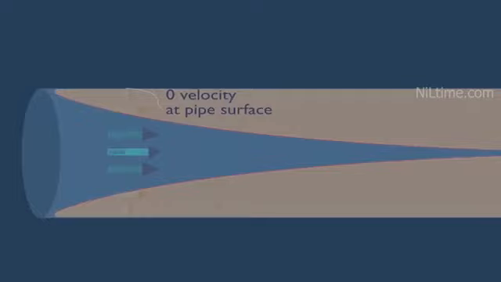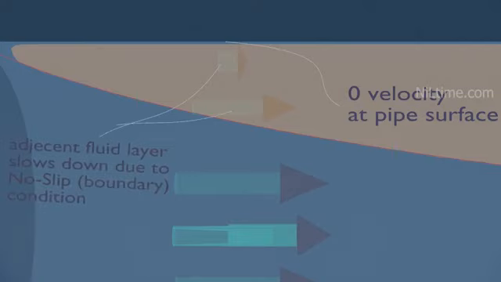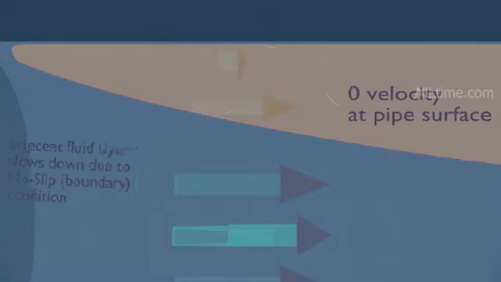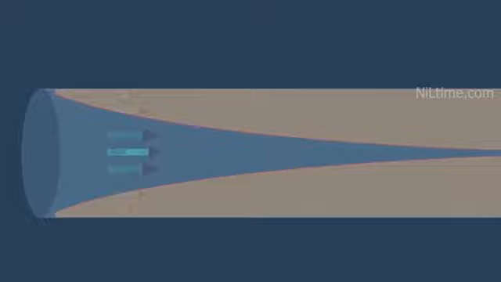The layer that sticks to the surface slows the adjacent fluid layer because of viscous forces between the fluid layers, which slows the next layer, and so on. So, the flow region adjacent to the wall, in which the viscous effects are significant, is called the boundary layer.